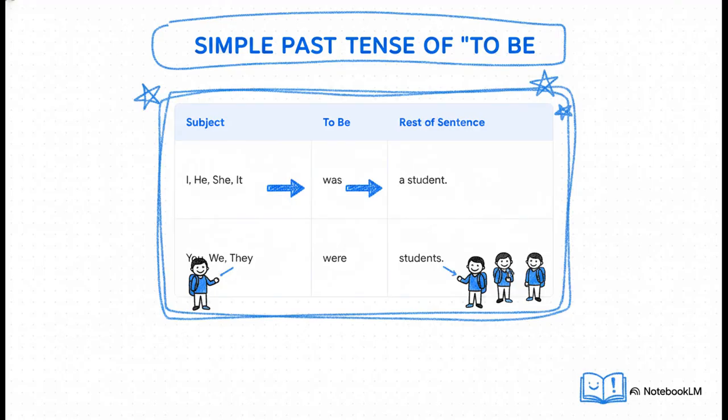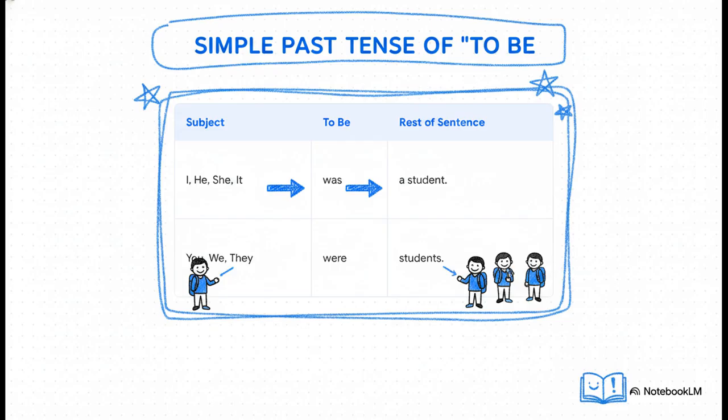Moving on to section 2, rules for was and were. Okay, so now that we know exactly when to use the past tense, let's look at our actual time-traveling tools. In the simple past, the verb to be morphs into just two tiny words, was or were. The whole trick is just matching them up correctly. Your verb changes entirely based on the subject pronoun you use.